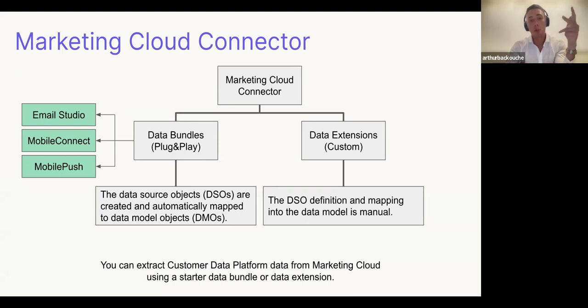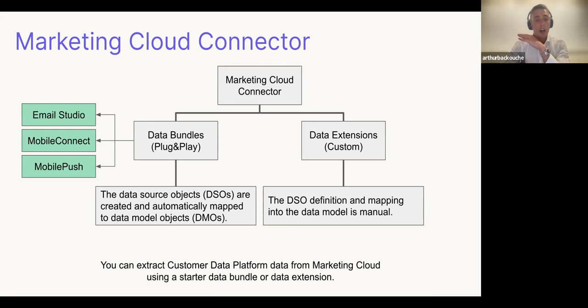And you have 3 containers that are within a data bundle. You will have Email Studio, Mobile Connect, and Mobile Push, which are the 3 main channels in Marketing Cloud. After, you will have the possibility to build your own data bundle, a custom data bundle, but this is a feature that is less popular. So I will focus on data bundle and data extension.